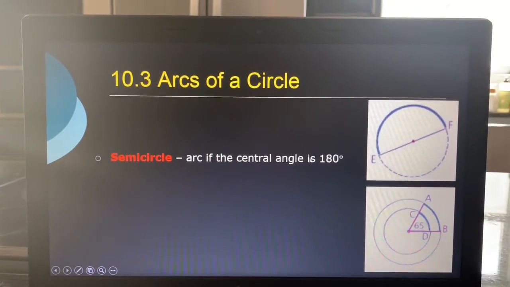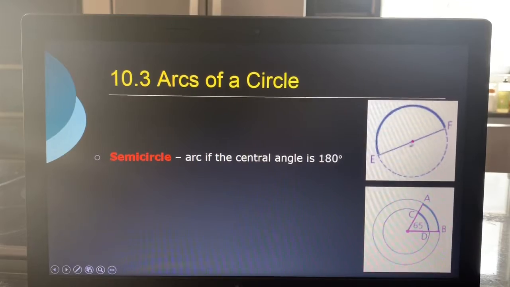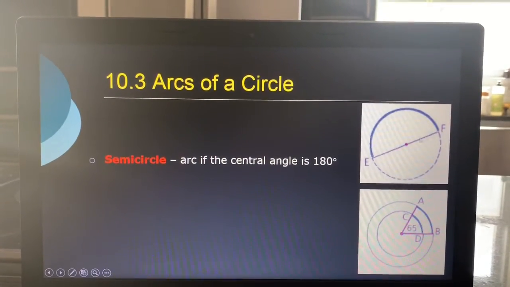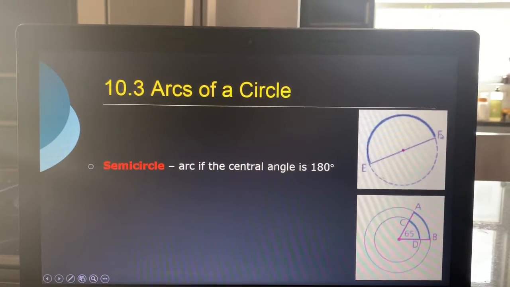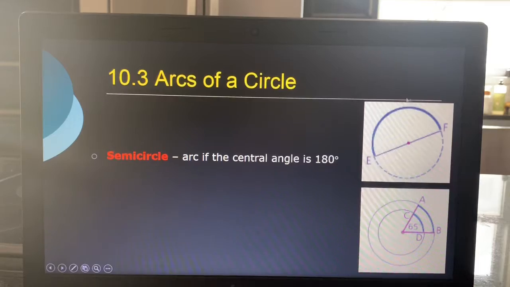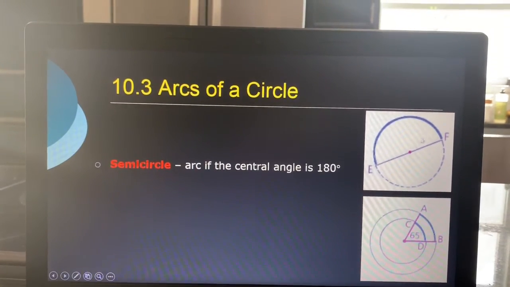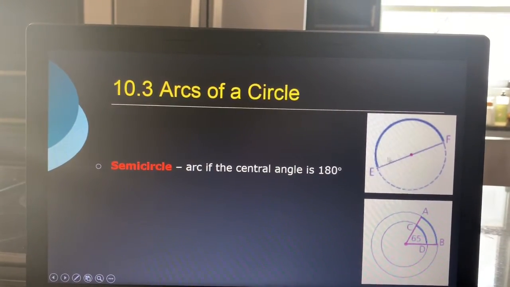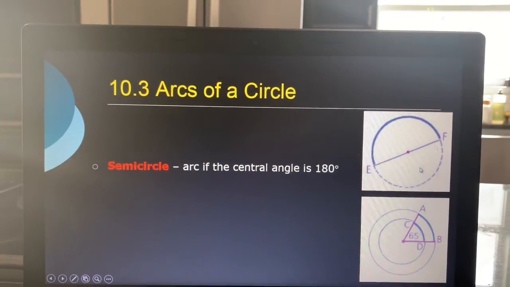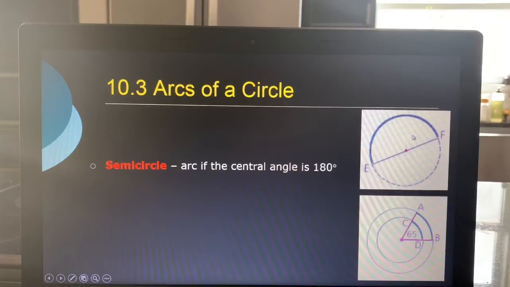Also, semicircle. So a semicircle is half of a circle. And basically, if EF here is a diameter of the circle, that means that this arc EF is 180 degrees, and it means this whole region here is exactly half of the circle. It's called a semicircle, okay?